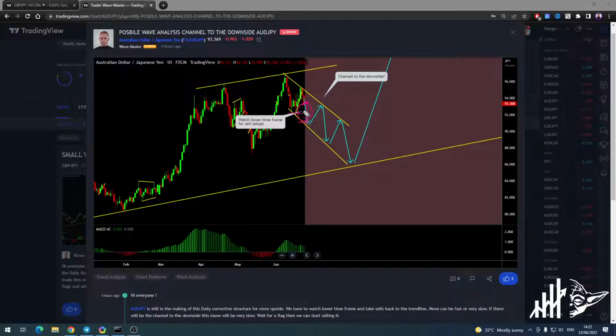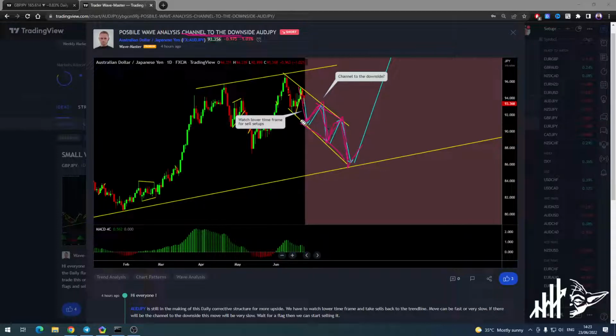If the price gets aggressive, then very good, we will be trading it in a straight line. Fast profit will be there. But in the worst-case scenario, it could get complicated, and at this point we will have a channel to the downside, which will go down, pull back, down, pull back, down, and pull back.